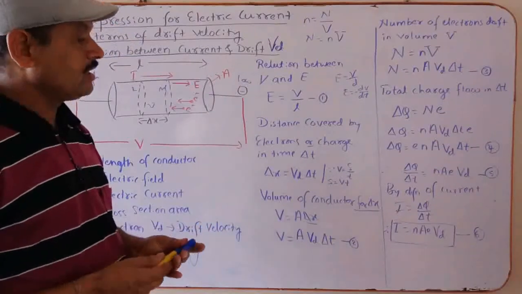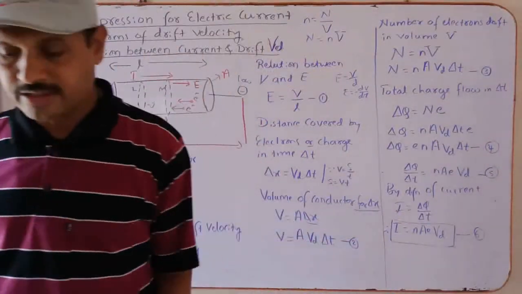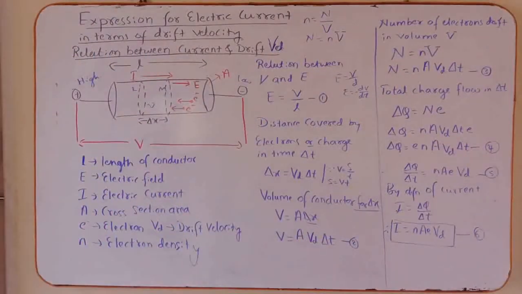It is a relation between electric current and the drift velocity. It is a very important expression, asked in the examination. This is for 5 marks. Now see here, whatever is on the board, that much you have to write in the answer paper. That's all. Okay. Thank you.